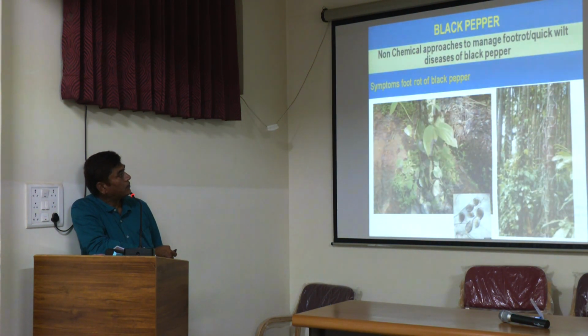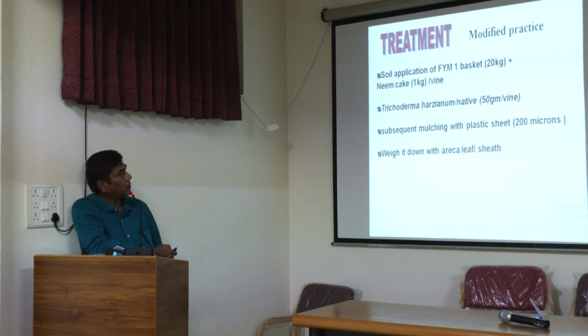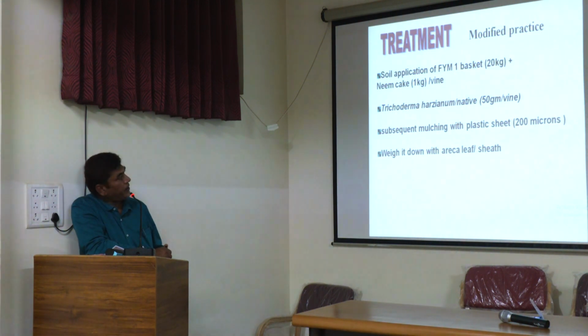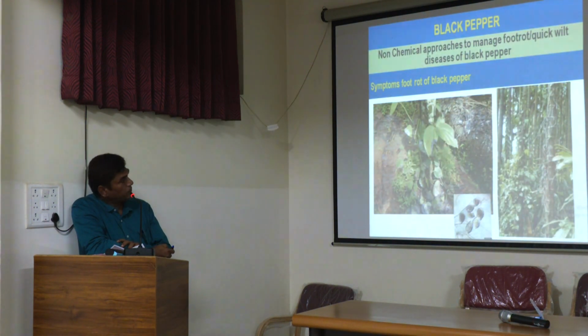Black pepper, foot rot and quick wilt, one more important disease in case of black pepper, is controlled by soil application of FYM 20 kg and neem cake 1 kg per vine, and Trichoderma harzianum native strain 50 gram per vine, and mulching with plastic sheet of 200 micron. That is giving good control in case of black pepper foot rot.